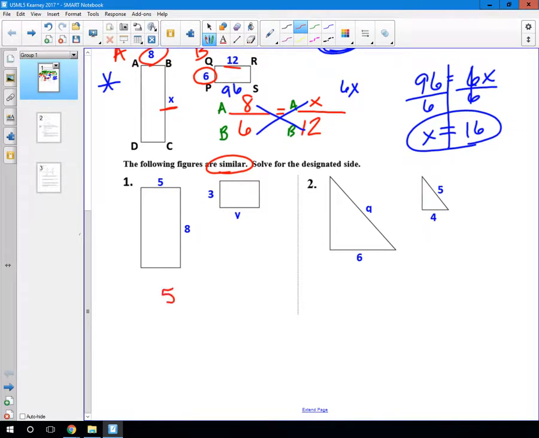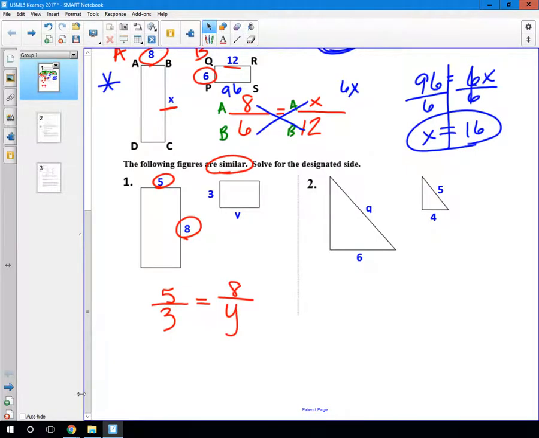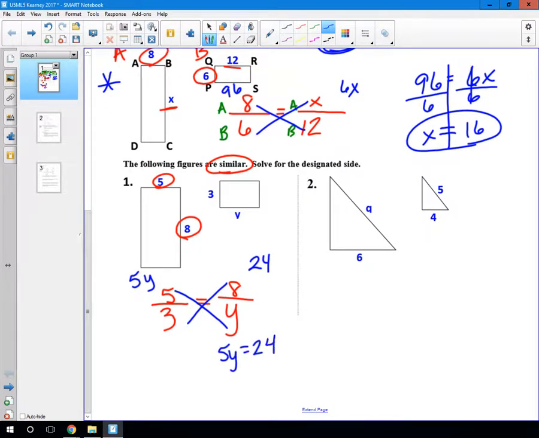First, I'm going to start with the 5. What does the 5 correspond with in the other figure? That's right, the 3. I'm going to come back over here, and I'm going to now say, what does the 8 correspond with? That's right, the y. And now you simply need to cross multiply and divide. So 5 times y, 5y, 8 times 3, 24. We know that these must be equal, so 5y equals 24. And we're going to solve for y, so we're going to divide by 5, divide by 5.